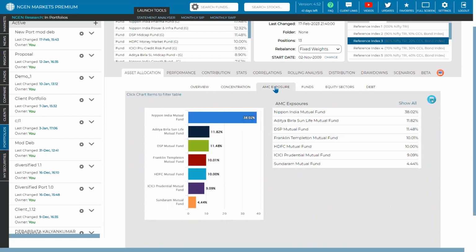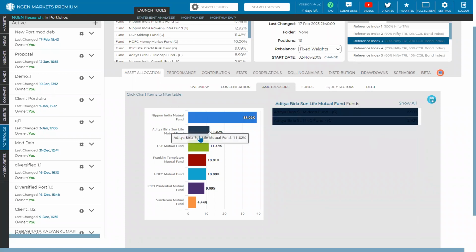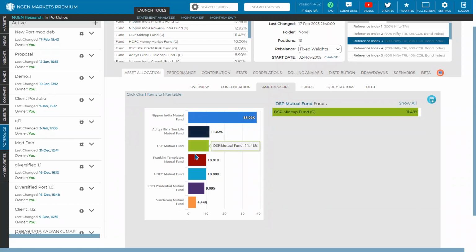One of them is the AMC exposure. If you would like to know whether the entire portfolio is truly inclined towards one AMC or not, you can check that through the AMC exposure. Once you click on it, you can also see which funds have high asset allocation through that AMC. So I can click on Aditya Birla, I can click on DSP, and I can see that DSP Midcap is the one which is giving this AMC exposure.